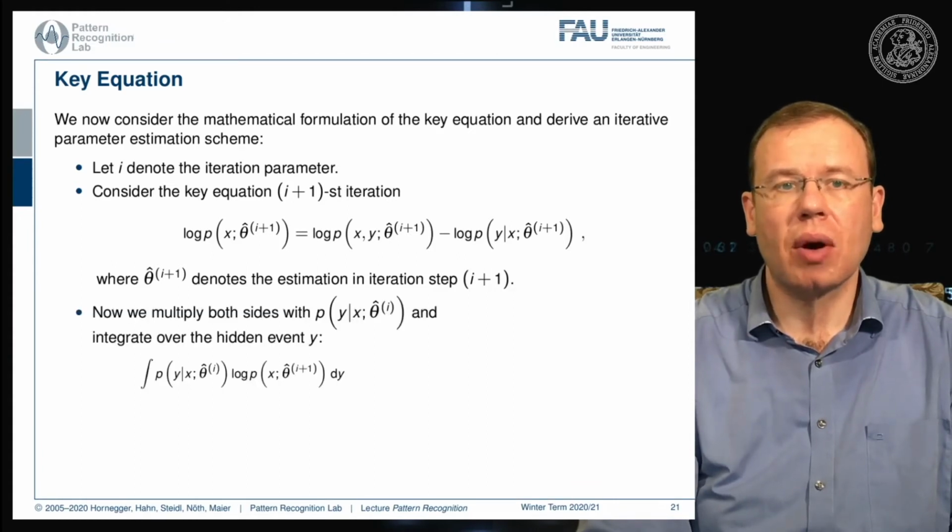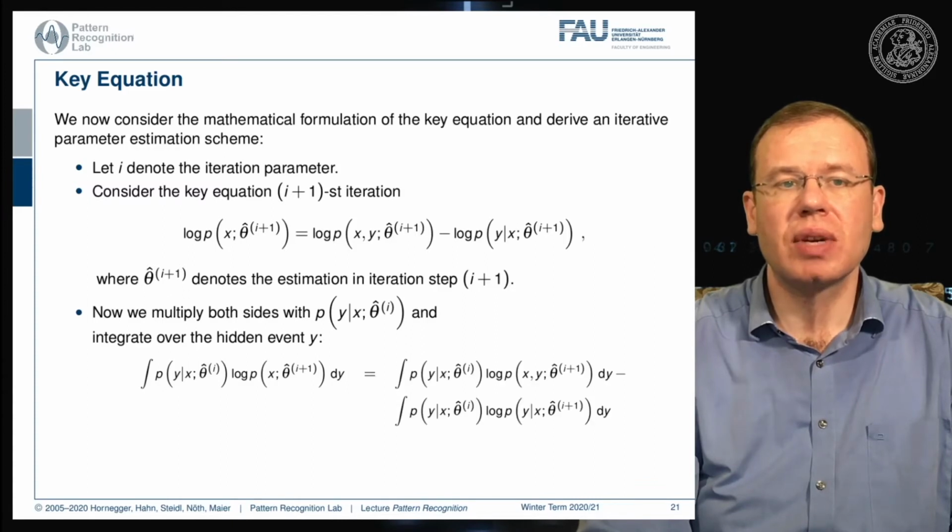Now let's multiply both sides with p of y given x and the parameter vector in the ith iteration, and we integrate over the entire hidden event y. So we introduce the integral and we multiply with this additional probability. Then this can be written as the integral on the left hand side, and of course also on the right hand side we can split the two integrals and we end up with the probability of y given x and the parameter vector theta times the above logarithms.